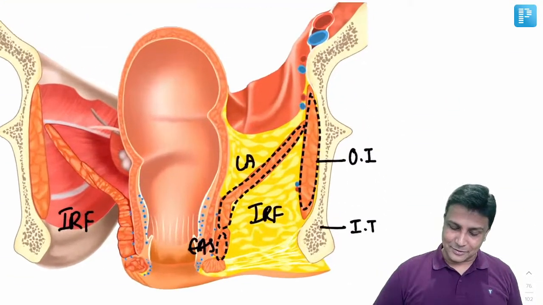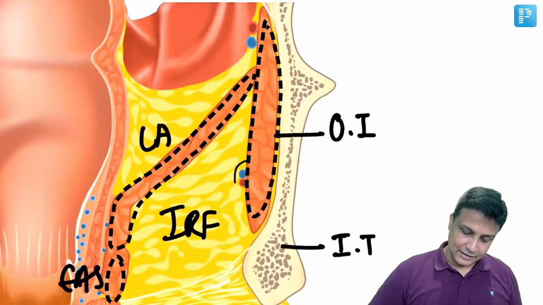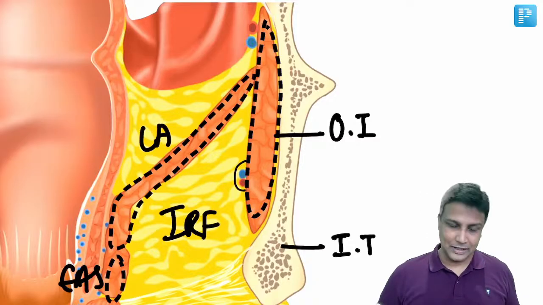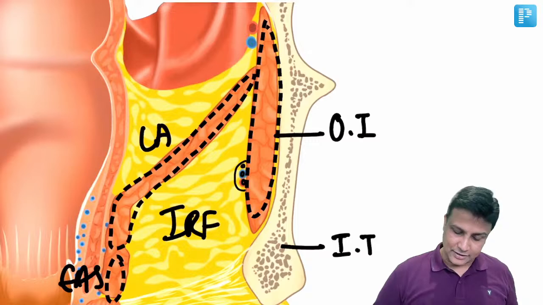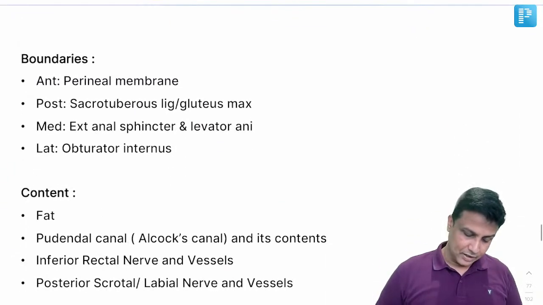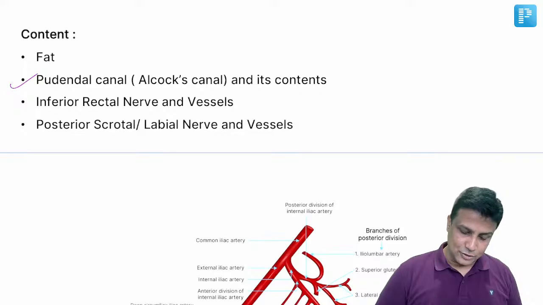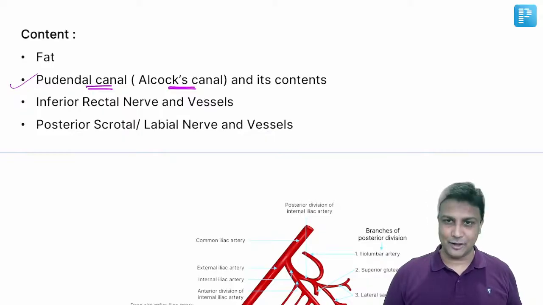Apart from the fat, if you look carefully, on the lateral wall here you'll be able to appreciate one canal, and this canal here will be the pudendal canal, also known as Alcock's canal. And in this pudendal canal, there will be the pudendal nerve, and the internal pudendal artery and vein. So therefore, in the contents you'll also have the pudendal canal, that is also referred to as what, guys? Alcock's canal. And it will consist of what? Pudendal nerve along with the internal pudendal artery and vein.